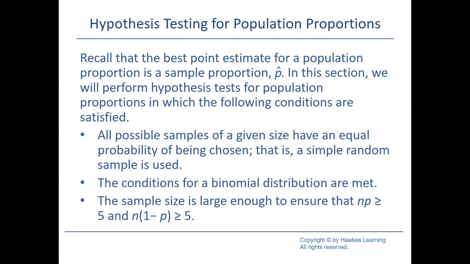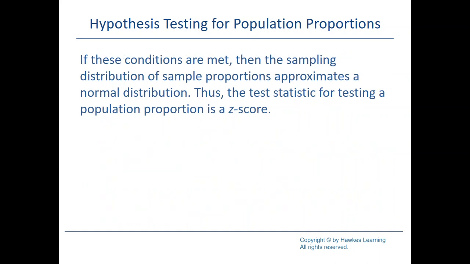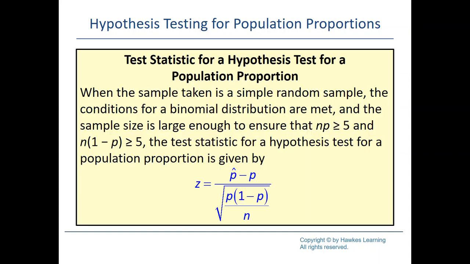With that, there is a different type of sample size requirement. To ensure that your sample size is large enough, your n times p has to be greater than or equal to 5, and your n times 1 minus p has to be greater than or equal to 5. Remember, n is the size of your sample, and p is the probability of success. If these conditions are met, and we are talking about the sampling distribution of a sample proportion, it's approximately normal. The test statistic for a population proportion is a z-value. So it's a z-score.